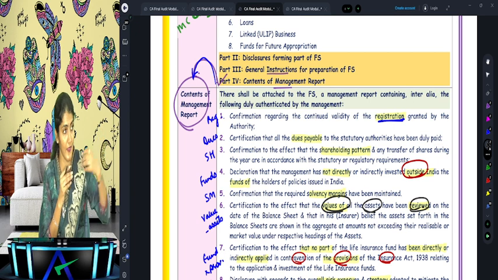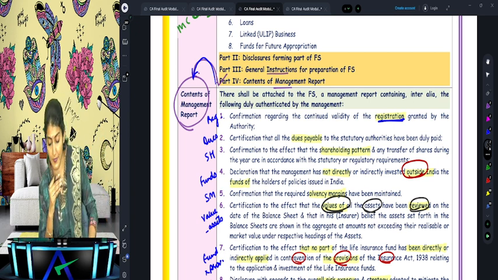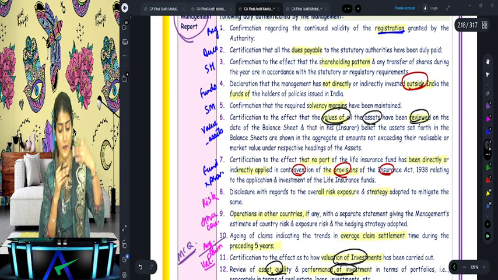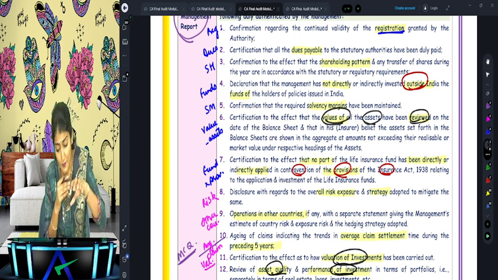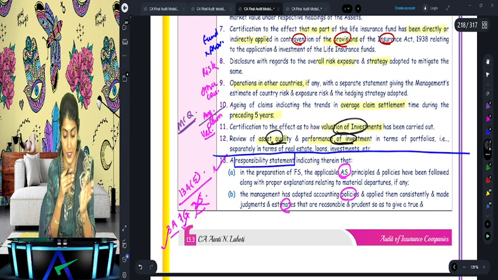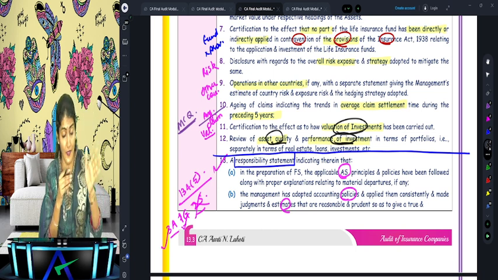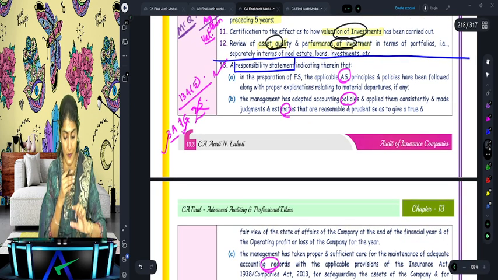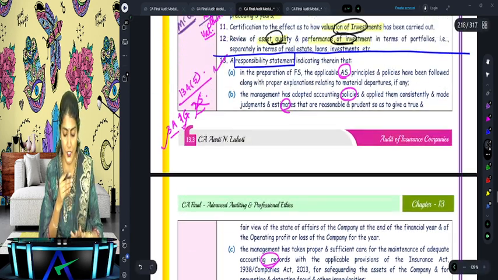Point number 1, whether they have a certificate of registration, then the dues payable, then the shareholding pattern, then they've not invested the funds of the policyholders outside India, they have maintained the solvency margin, then value of the assets have been reviewed, then no funds have been invested in contravention of the provisions of the law, then disclosures regarding the risk exposure and the strategy, then operations in other countries, then the average claim settlement for the last 5 years, then the valuation of investments, review of asset quality and the performance of the investment. Then you have the director's responsibility statement and the schedule of the payments, right?